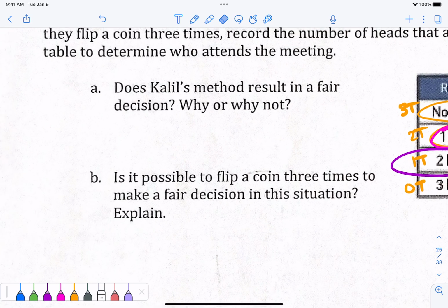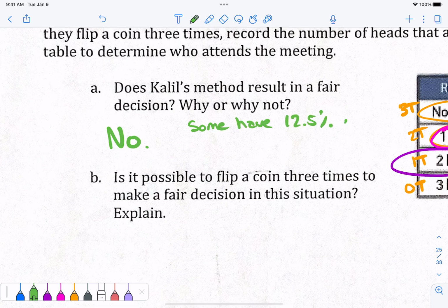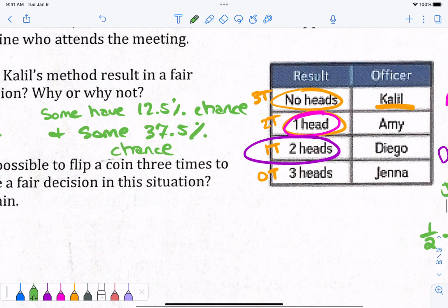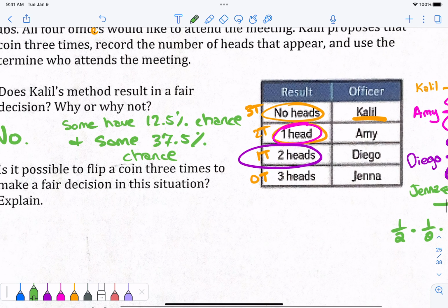So, does Khalil's method result in a fair decision? No. Some have a 12.5% chance and some 37.5% chance of winning. Okay? That's what it boils down to. It's not just 4 options that are equally likely. It is actually 8 options that don't occur with the same frequency. So, like, that's not going to be fair.